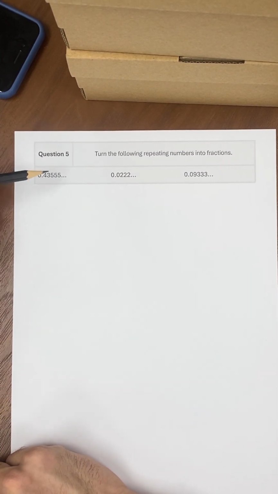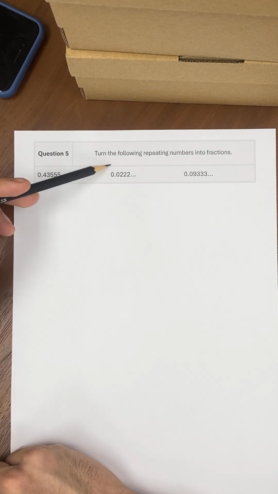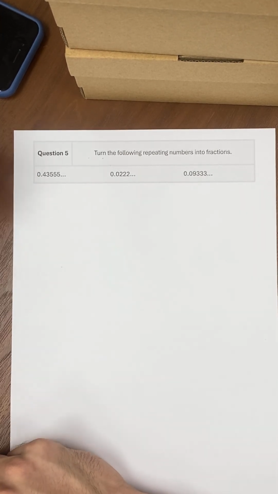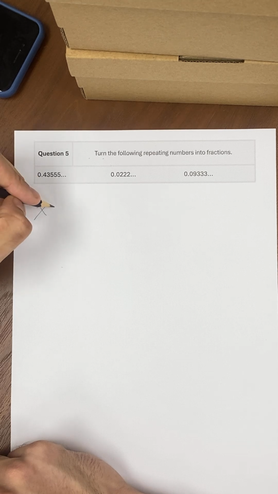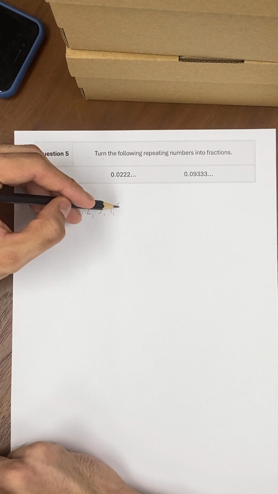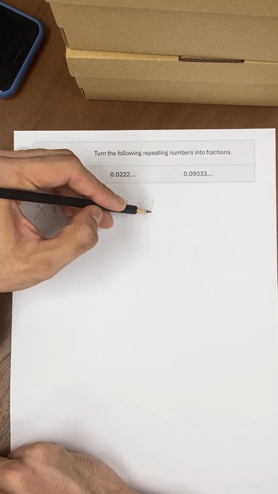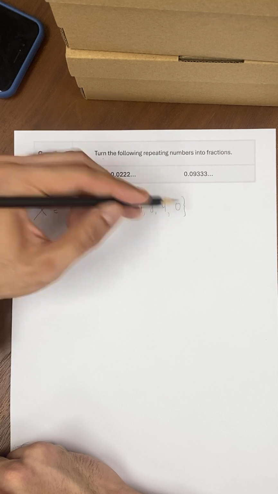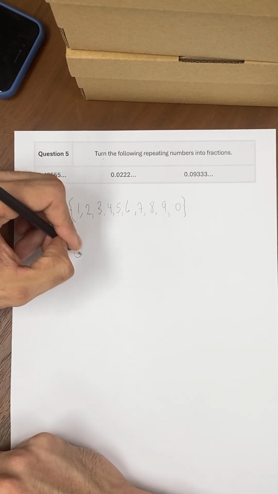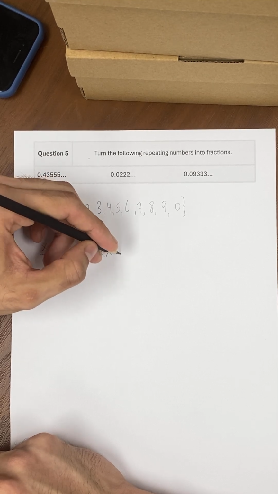All right, here it asks us to turn the following repeating numbers into fractions. A lot of students did a great job using algebra to turn these numbers into fractions. However, we can also use a symbolic approach. Let's say x is a number like 1, 2, 3, 4, 5, 6, 7, 8, 9, and 0. X over 9 equals 0.xxx forever.